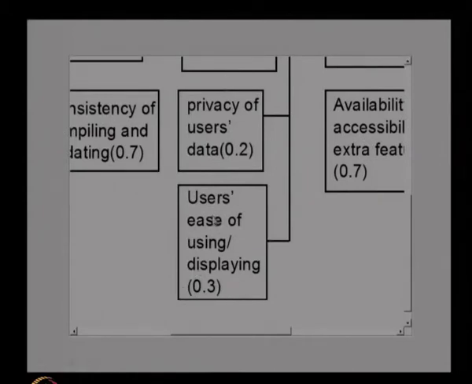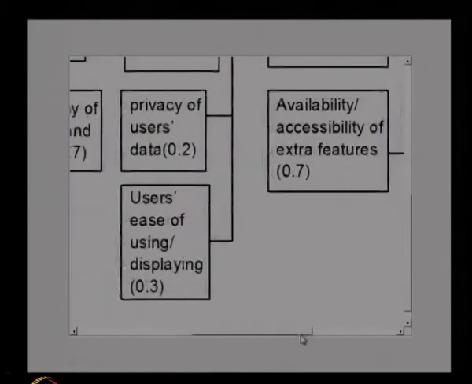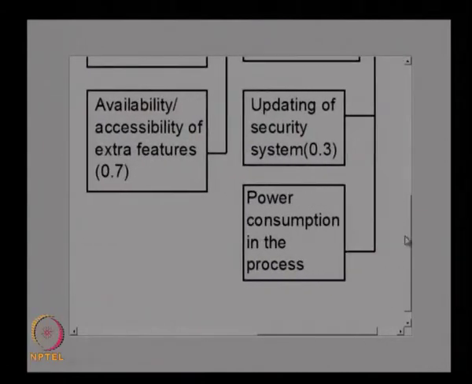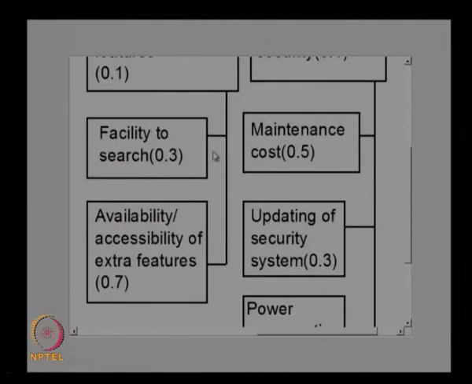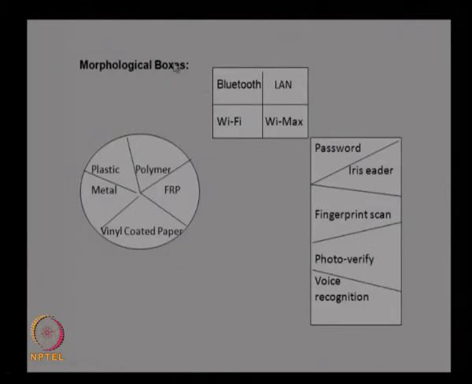Again, weightages are given accordingly. So these weightages allow us to have the trade-off at a later stage if we want to modify the design or we want to have some kind of trade-off. So that is about that trade-off. Then here it shows the morphological boxes.